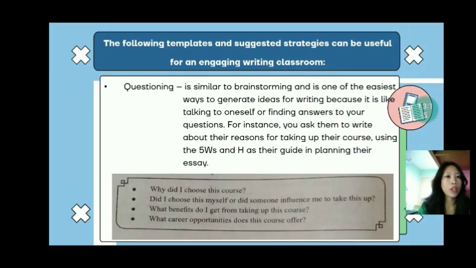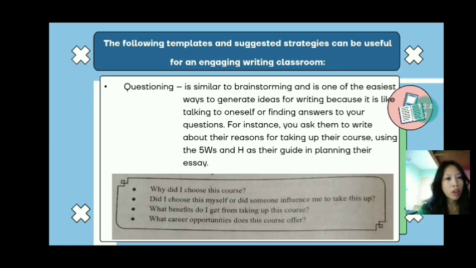And second is questioning. Questioning is similar to brainstorming and is one of the easiest ways to generate ideas for writing because it is like talking to oneself or finding answers to your questions. For instance, you ask them to write about their reasons for taking up their course using the 5 W's and H as their guide in planning their essays.